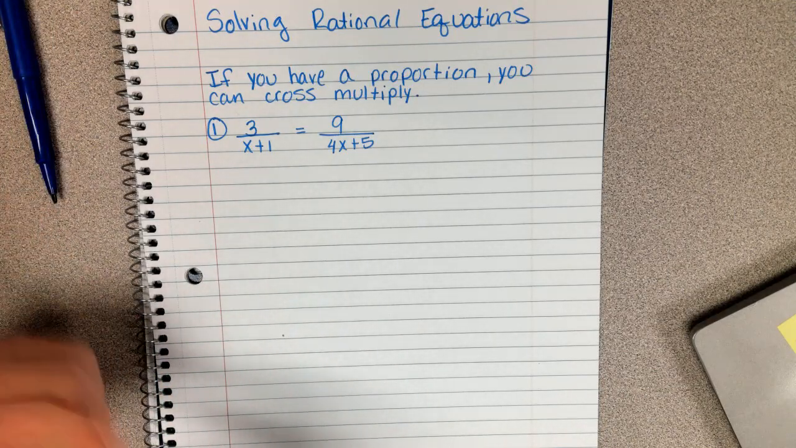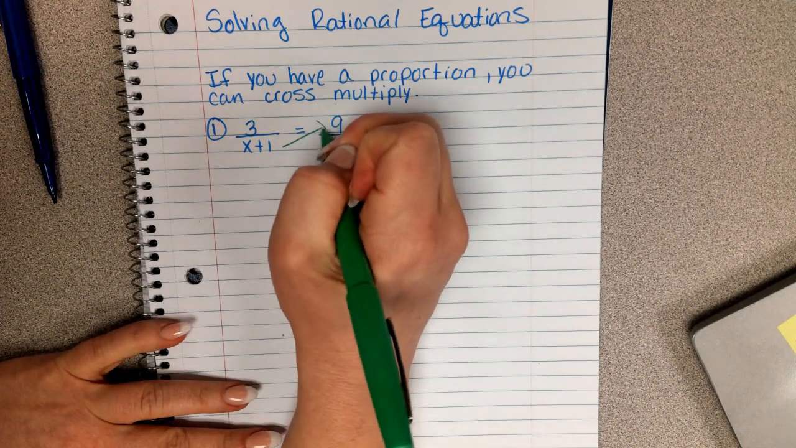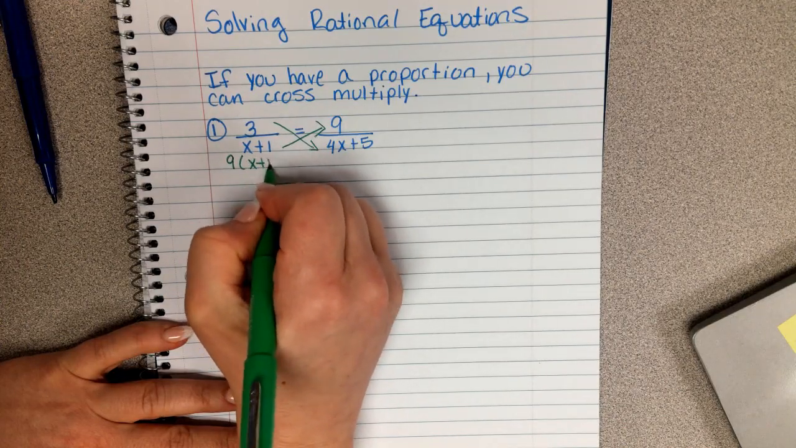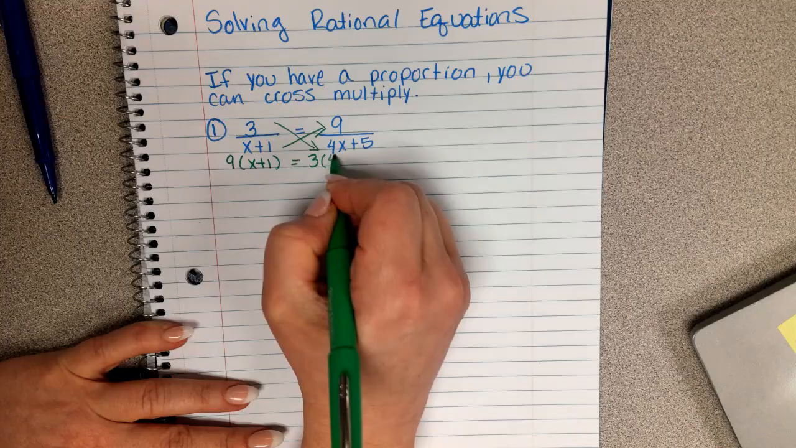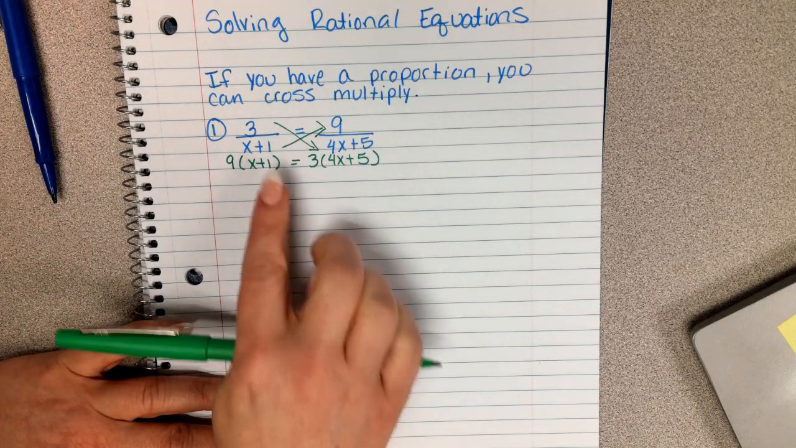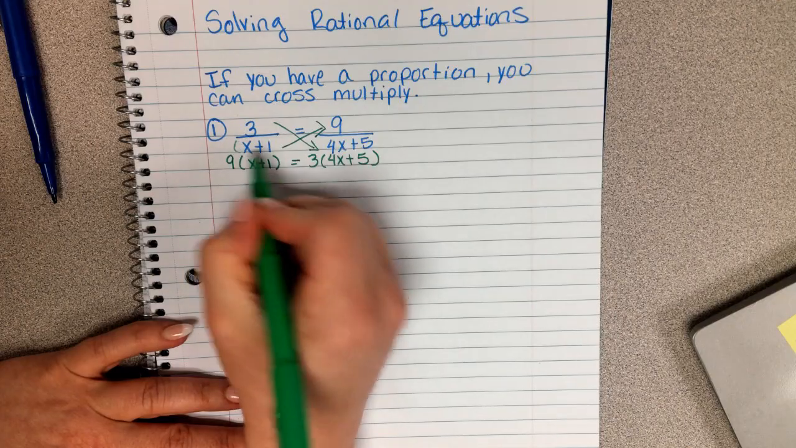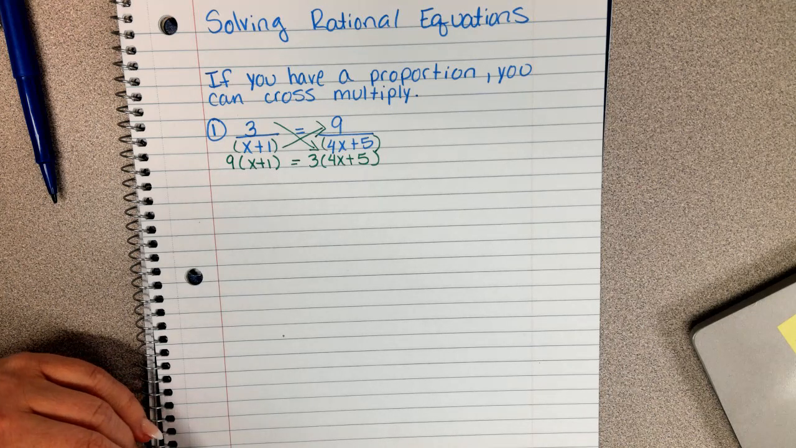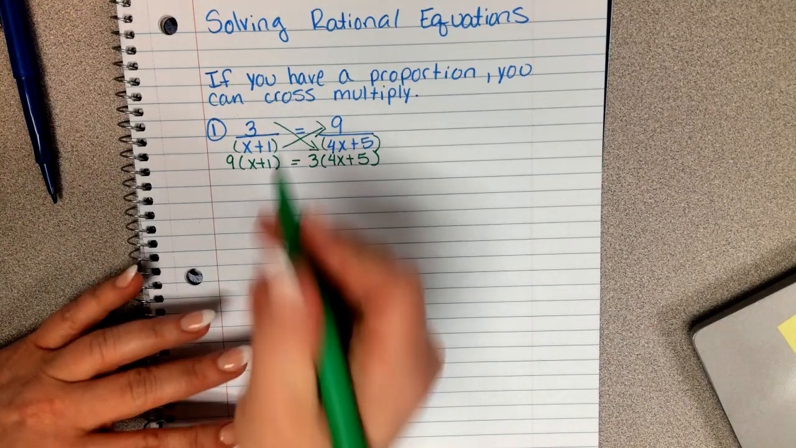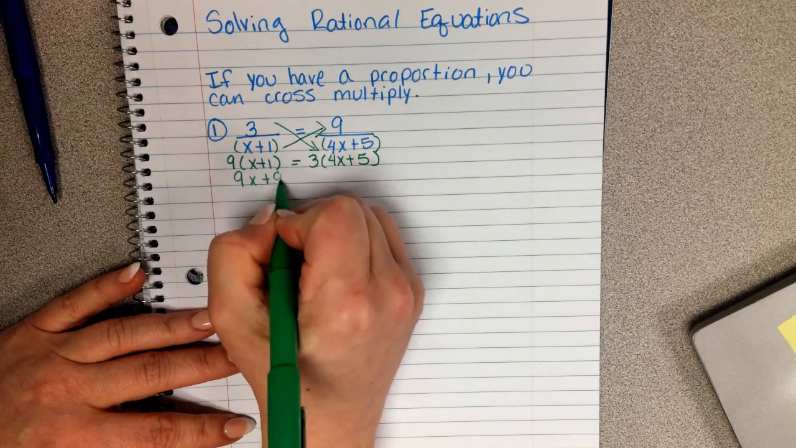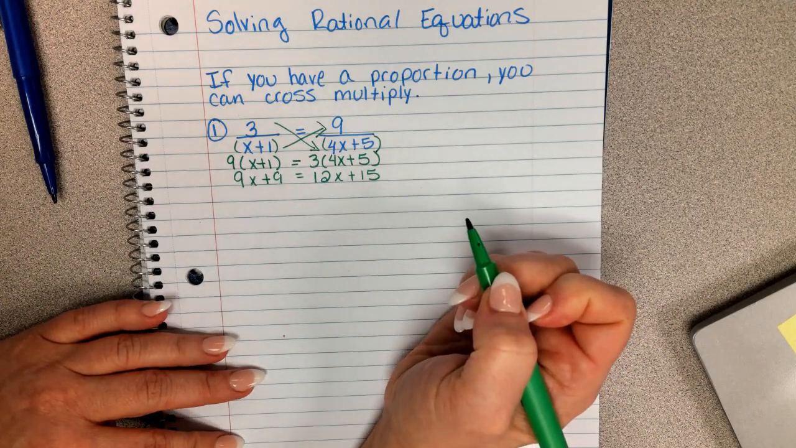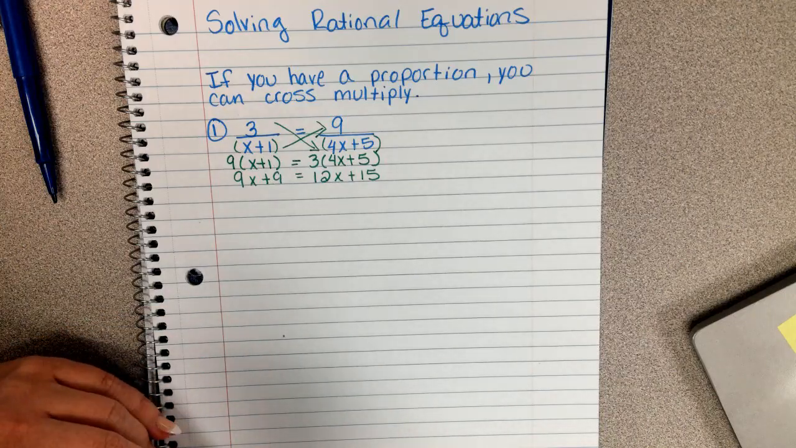When you cross multiply, I'm going to multiply this way and then this way. So I have 9 times (x plus 1) equals 3 times (4x plus 5). The key when you're cross multiplying is to make sure that all of your binomials are always in parentheses. Always put binomials in parentheses, okay? So from here, very simple, you distribute. So I have 9x plus 9 equals 12x plus 15. Then I'm going to solve; this is a linear equation with x's on both sides.